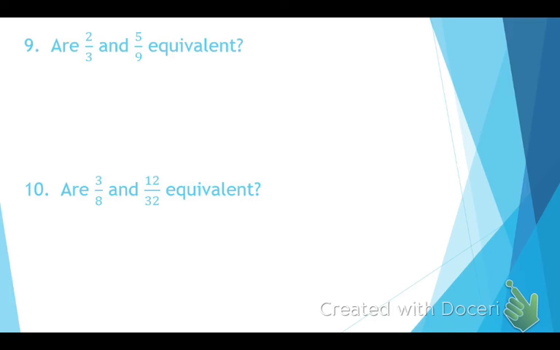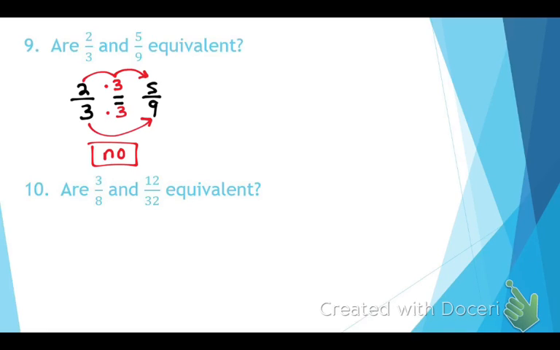Let me do one last problem with you. This asks if 2/3 and 5/9 are equivalent. 2/3 equals 5/9. There's a couple ways you could do this. I could do mental math. In order to get from a 3 to a 9, I know I need to multiply. 3 times 3 is 9. So let's check this. Is 2 times 3 equal to 5? Class, yes or no? No, it is not. So because that does not equal the same thing, the answer is no, they're not equivalent.